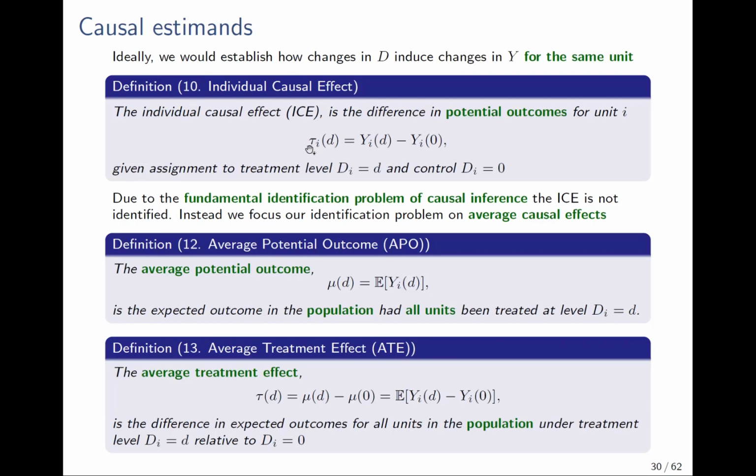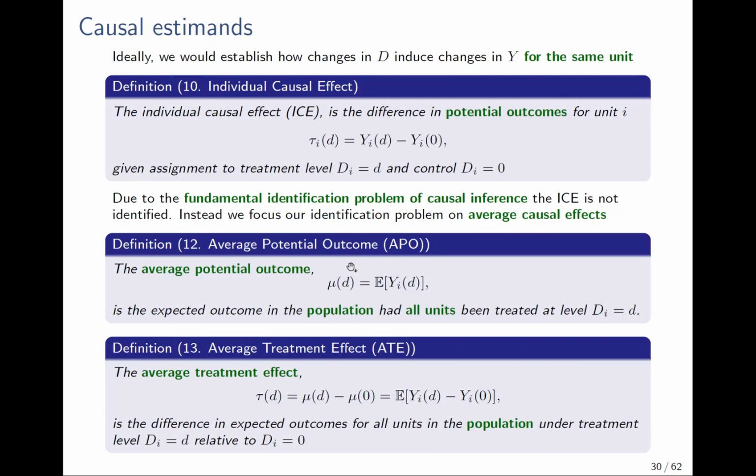So that's the individual causal effect, but it should be immediately obvious that due to the fundamental identification problem of causal inference, this isn't identified because we're never going to observe these two outcomes either side of the minus sign. But it turns out that instead, if we focus our identification problem on average causal effects, then under certain conditions we can achieve identification even with the fundamental identification problem of causal inference. And these two estimands are known to be the ones we're interested in, the two average causal effects, so averaged over the whole sample, actually population causal effects, and they're defined as follows.